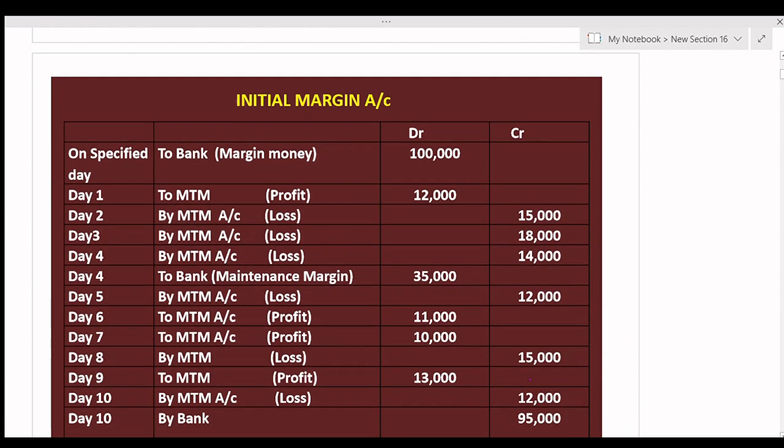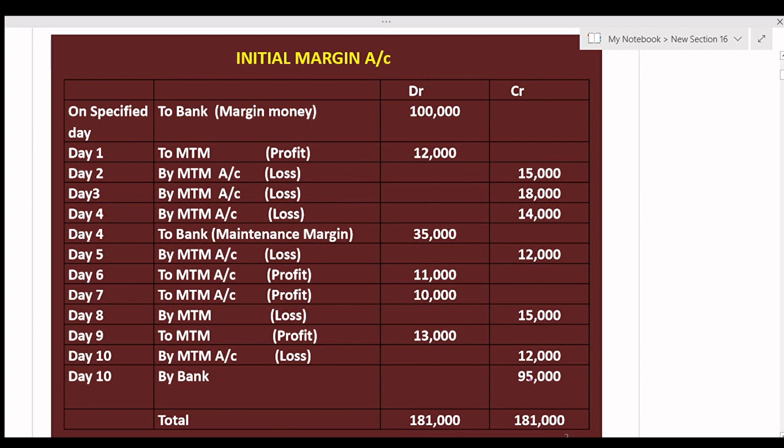Initial margin. First, deposit money to the initial margin account, that is from the bank. Initial margin account debit to bank 1 lakh. Now profit 12,000. It will be initial margin account debit to MTM 12,000. And for the loss, MTM account debit to initial margin 15,000. And the next loss 18,000 is credited to the initial margin account. The loss of 14,000 is credited.